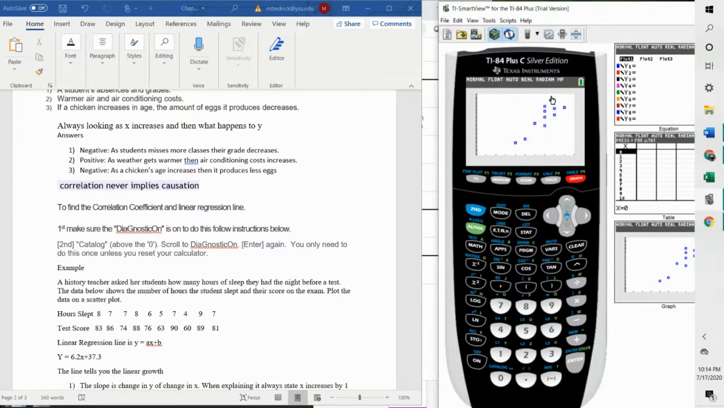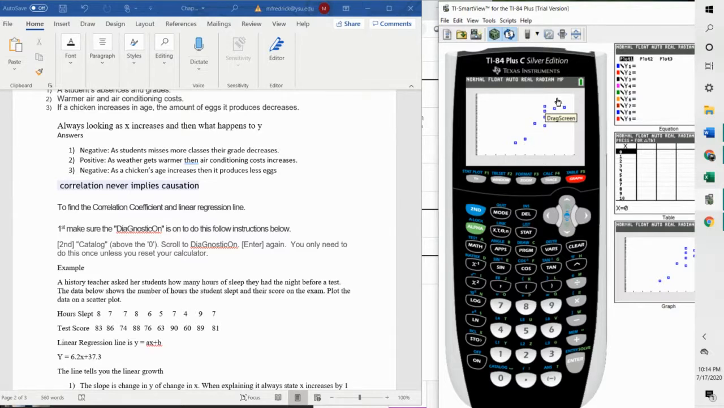Looks like my data is increasing, which makes sense because the more sleep you have, the better you'll do on your test for a lot of different reasons. But studying is also part of it. So this would be the graph. Now a linear line will go right in between there.